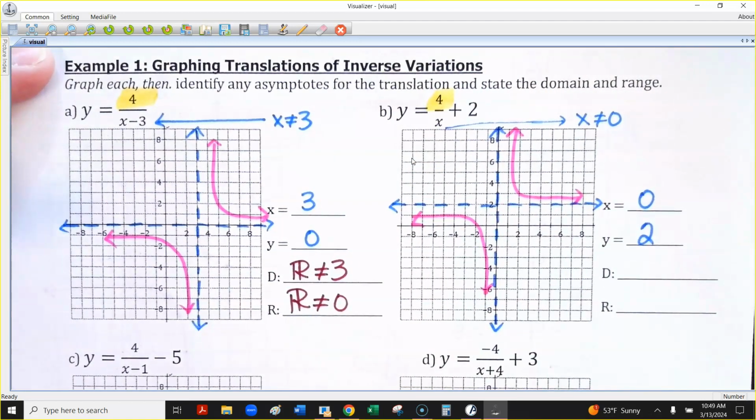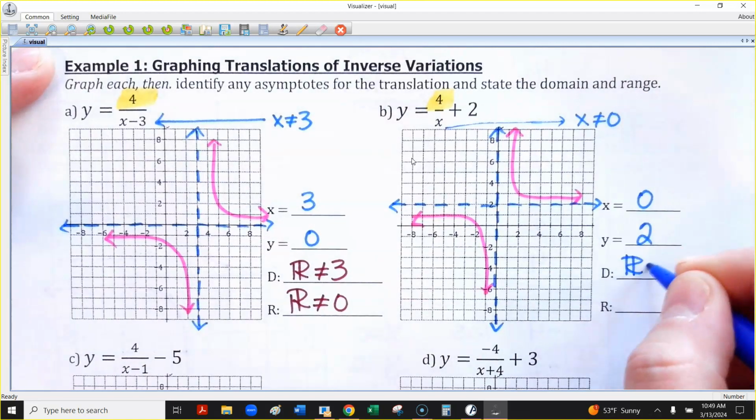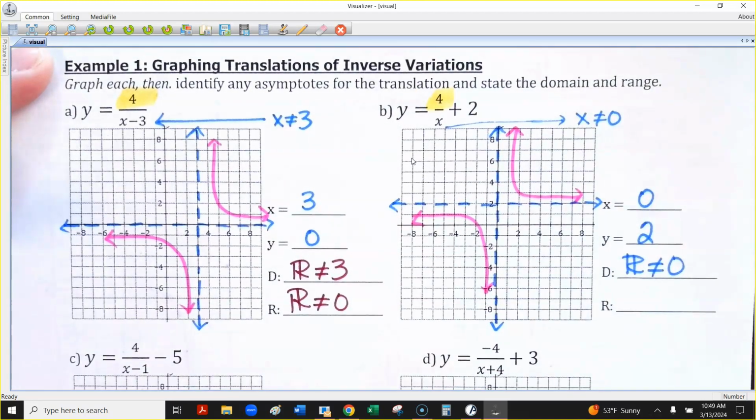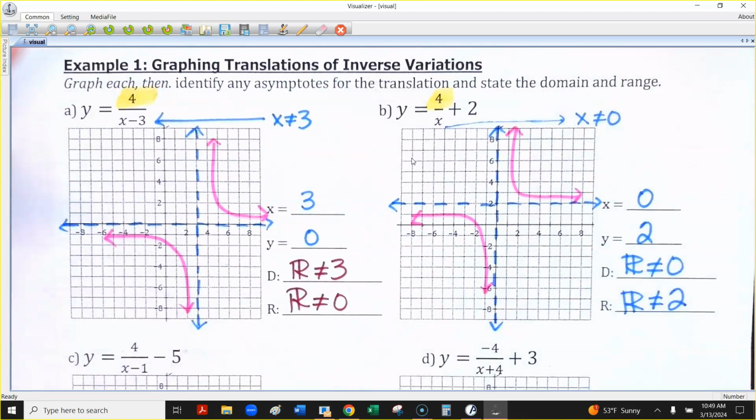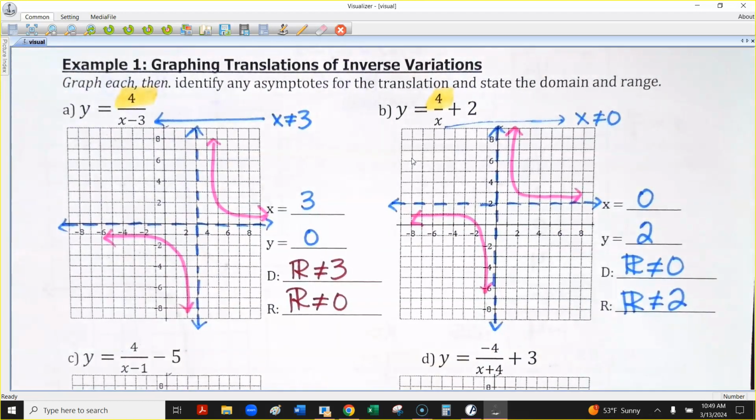And then domain should go with the x. All real numbers, but you can't use 0. And the range should go with the y. All real numbers, but we're not going to hit 2. So it covers everything else on the graph, just not that specific line, whatever it is, positive or, in this case, positive 2 and 0.